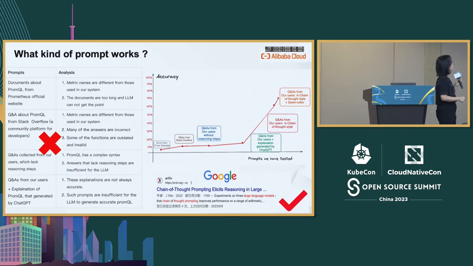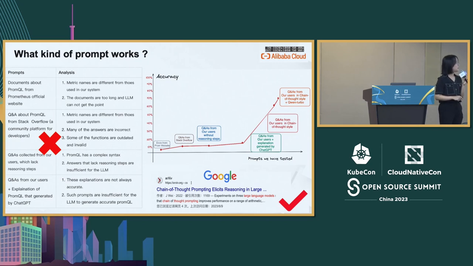And the second try we did was to collect the QAs about Prometheus from a community platform called Stack Overflow, and it turns out the performance increased a little bit, but it's still very low, because the metrics are different from those used in our system.